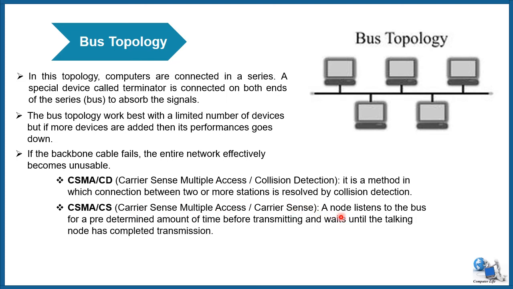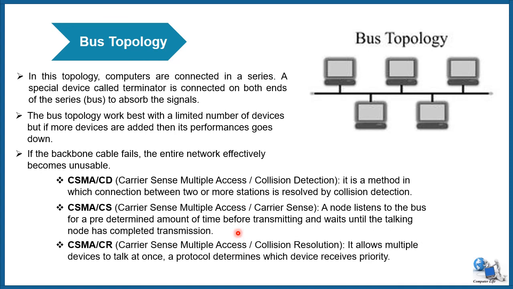A node listens to the bus for a predetermined amount of time before transmitting and waits until the talking node has completed transmission. So it waits until the complete job is done. The next is CR, which means collision resolution. It allows multiple devices to talk at once. A protocol determines which device receives priority. So due to the CR, the computer systems are assigned numbers and they give you the priority which one is first and which one is next.